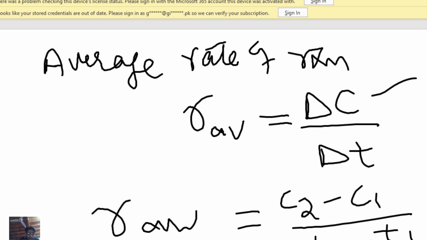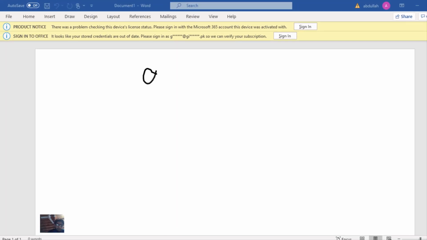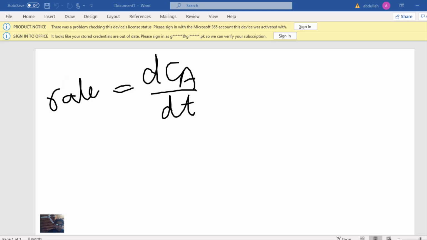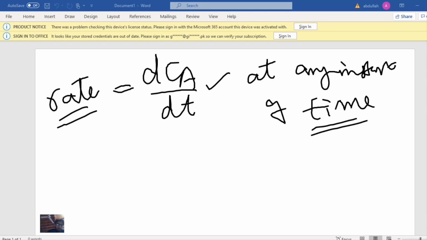Now, what is the instantaneous rate of reaction? The instantaneous rate of reaction is nothing but dCA over dt, the change in a very small amount of time. It is the rate of reaction at any instant of time. The rate of reaction can be determined in a very small amount of time with the help of the instantaneous rate of reaction.